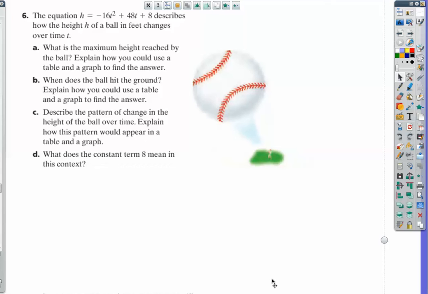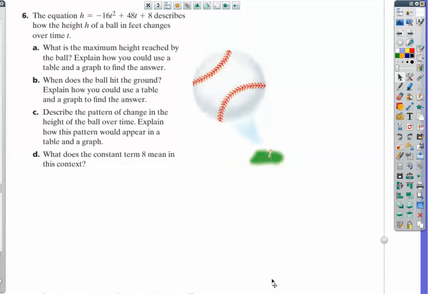So we're taking a look at the flight path of a baseball, which is described by h, height, equals -16t squared plus 48t plus 8. And we're asked to find the maximum. For this question, you really need to use a graphing calculator because this is a prime equation. You cannot factor it. Now, in April, we'll look at ways to solve this problem and get answers without factoring, but we're not there yet.